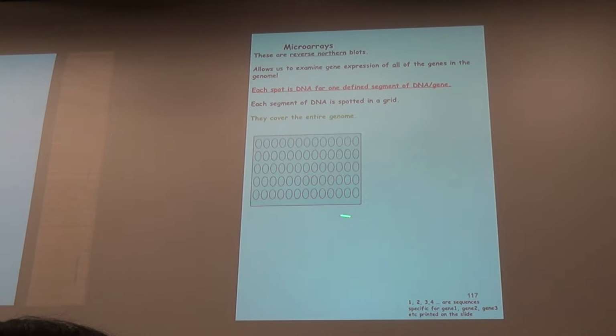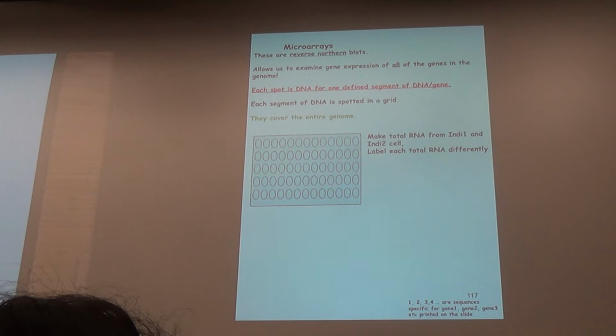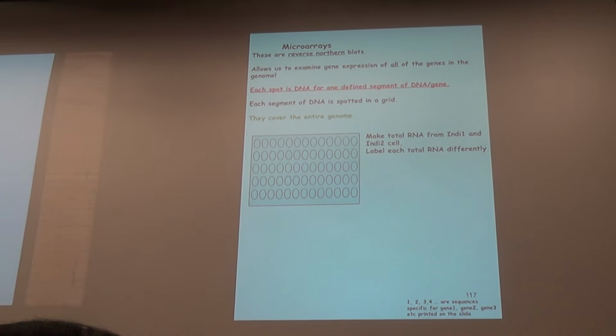So you have a slide, you have these dots. You make total RNA from individual 1 and individual 2. Let's imagine, you're making RNA from one individual and another individual. You're going to label the total RNA differently. Individual 1 will be labeled with, say, a red dye, individual 2 with a green dye.